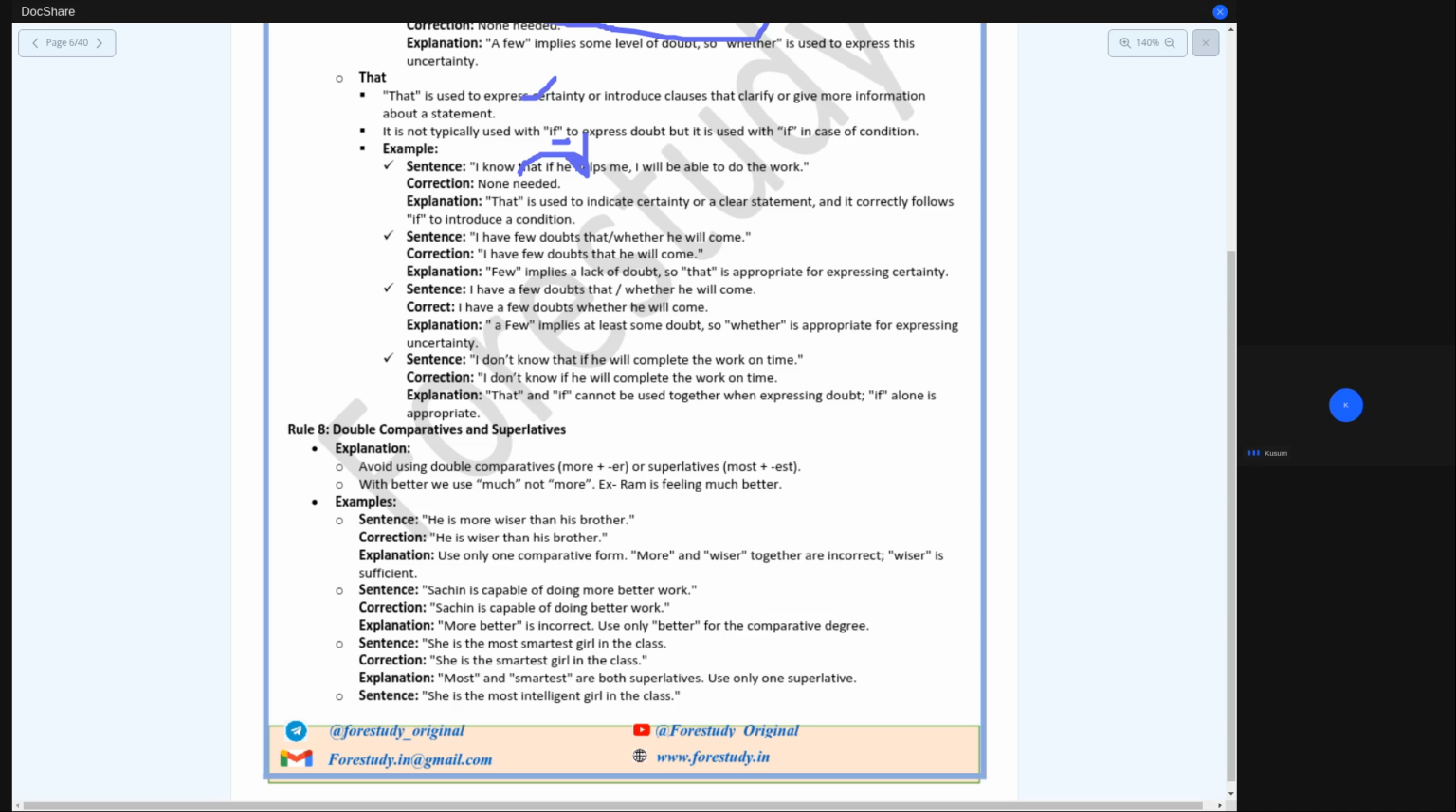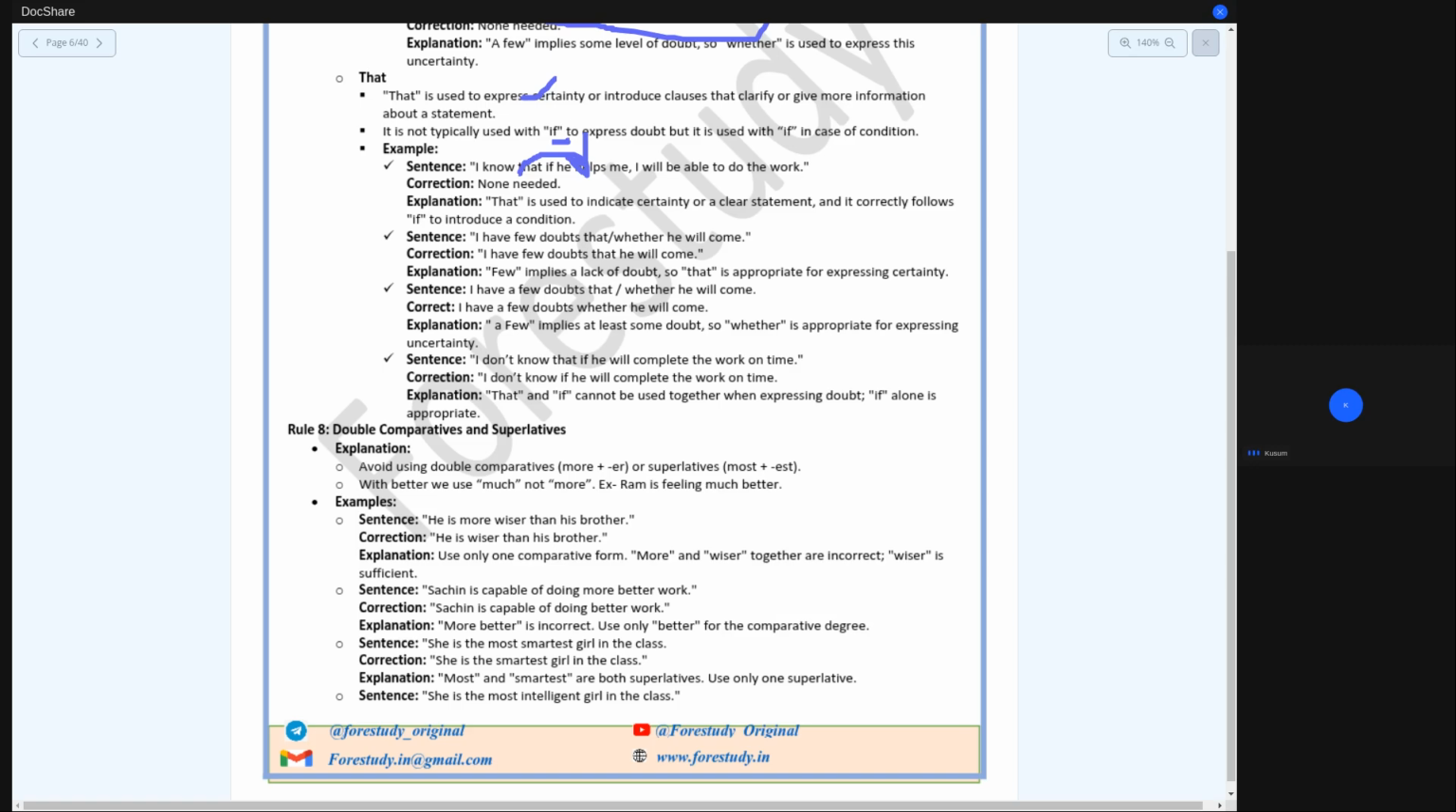However, that can be used with if when if is introducing a condition within a set statement. For example, I know that if he helps me, I'll be able to do the work. Here, "I know that" expresses certainty about the whole conditional sentence. I know that if he helps me, I'll be able to do the work.